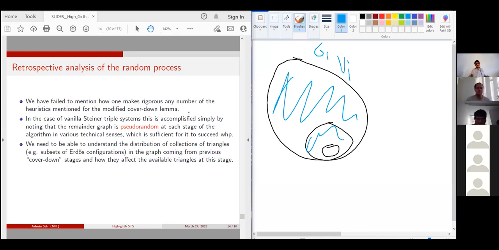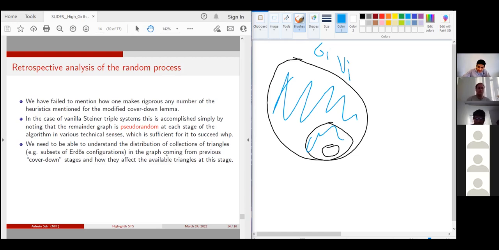Now for us, there are a lot of weird issues that are going to happen. At step i, I need to know what all of the possible threats that are induced by all of the previous things are going to be. We need to know all of them. So we need to understand all sorts of weird distributions of collections of strange subsets of triangles, subsets of these j minus two configurations that are in the graph that come from all prior cover down stages and how they affect the current stage. And if you've ever tried to prove something even about copies of H in a random graph, where H is some arbitrary graph, there are already weird combinatorial considerations that come up.